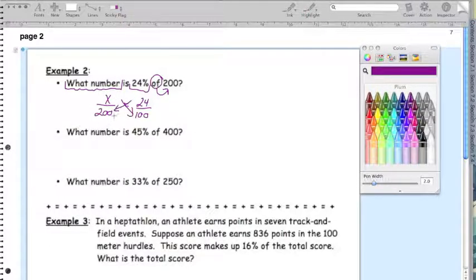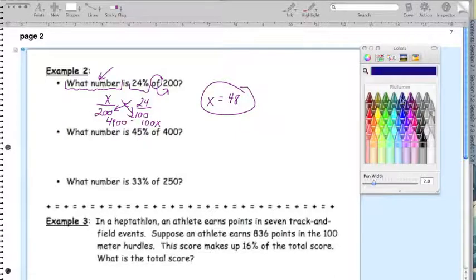Let's do our cross multiplying. I get 100x is equal to 4800. I do my dividing, cancel out. I find that x equals 48. We are not finding a percent here. Here we're finding a number, so we just leave it like that.